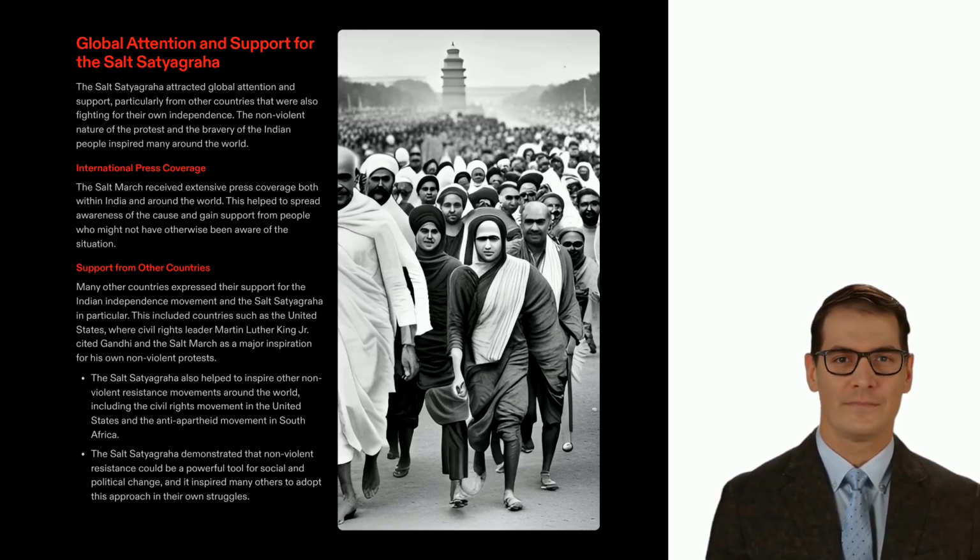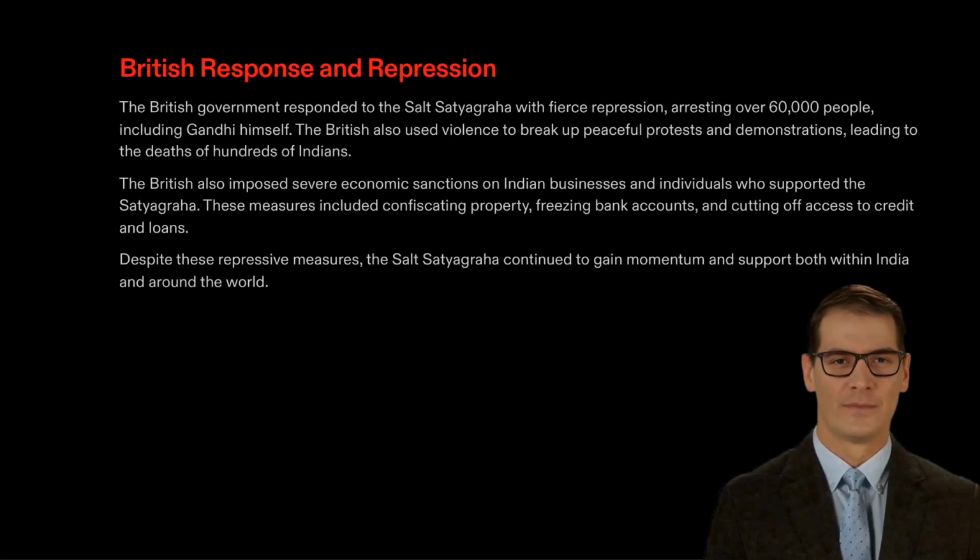The Salt Satyagraha, led by Mahatma Gandhi, was met with fierce repression by the British government. Thousands were arrested, including Gandhi himself, and hundreds were killed as peaceful protests were broken up by violence. In addition to this, the British imposed economic sanctions on those who supported the Satyagraha, including confiscating property, freezing bank accounts, and cutting off access to credit and loans. Despite these measures, the Satyagraha continued to gain momentum and support both inside and outside India, making an essential contribution to India's fight for independence.